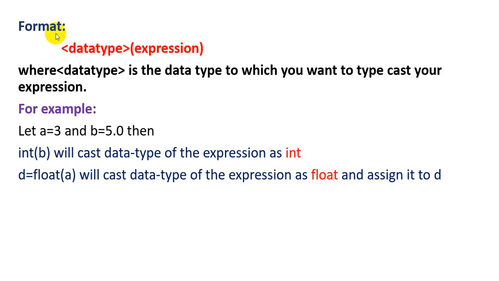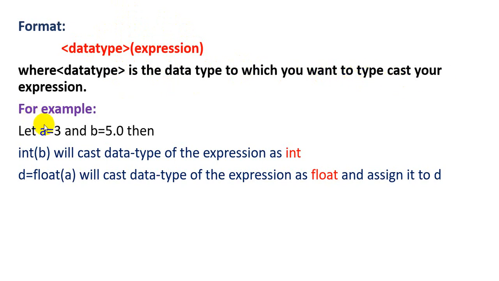The syntax of the explicit type conversion is given here: data type followed by expression. This is available in Python. int with open close parenthesis, we will pass a float or a string number inside this, and it will convert it into an integer. Likewise float, for all the data types we have the data type followed by open close parenthesis. This function performs the explicit type conversion. The data type is any data type to which you want to typecast your expression.